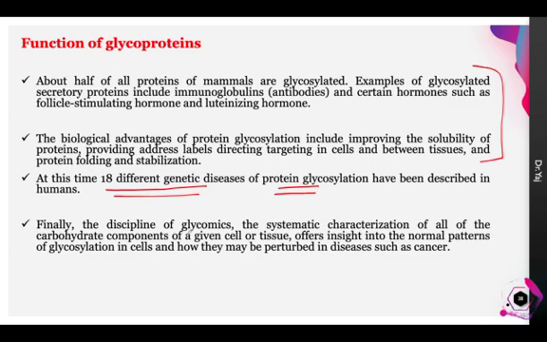Finally, we come to a discipline called glycomics, where we systematically characterize all the carbohydrate components in a cell or tissue. Glycomics in recent times has gained popularity because it helps us to understand the mechanism of some forms of cancer. So this is some knowledge that you need to know with regard to glycoproteins and glycomics.